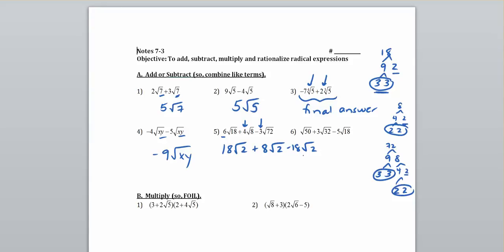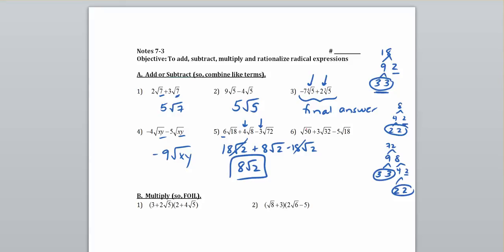So now if I look, all of those are now root 2s. Since they're like terms, I can combine them. If you look closely, 18 root 2 and negative 18 root 2 will just drop out, so my final answer is 8 root 2. All right, go ahead and try number 6. Press pause in the video and then come on back. I want you to try to simplify those radicals and then combine anything that has like terms.